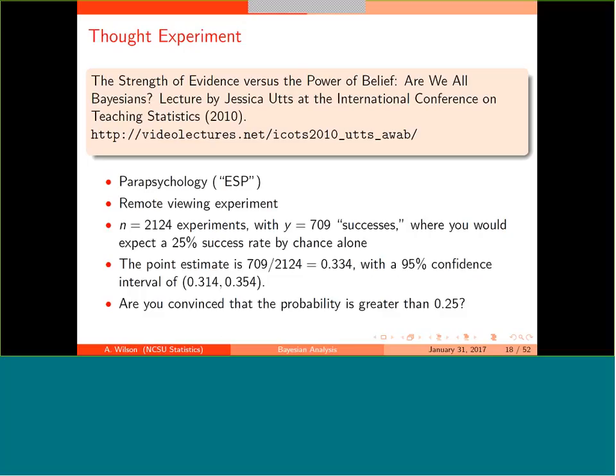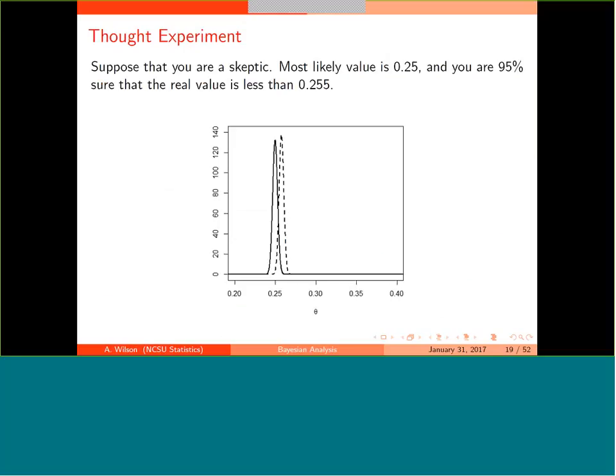Because this is a very clear example. When coming into this problem, you are likely to have additional information or expert opinion about the probability that remote viewing is actually a thing, that it's real. And so suppose that you start off as a skeptic. If I'm skeptical about the existence of ESP, I might say that the most likely probability that something gets from sender to receiver in this experiment is 1/4. I think that what I'm going to see looks like random chance, and I'm very sure that the probability going on here is less than, say, 25.5%.